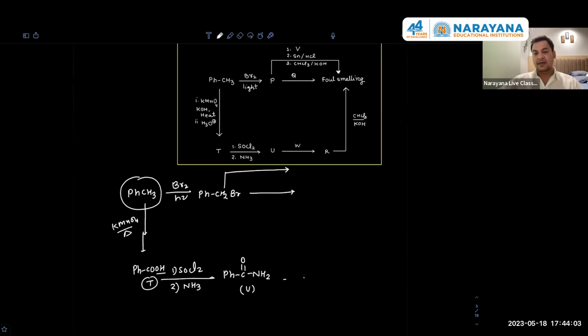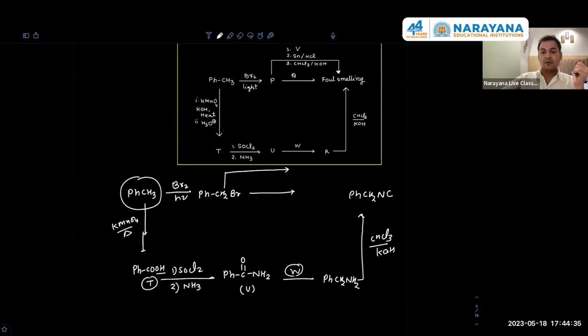The amide is U basically. And then some compound W, then R, and that R with chloroform and KOH, we are getting some foul smell, right? By seeing this foul smell, you immediately get the idea of the carbylamine reaction. So this should be a PhCH2NH2 type of amine compound, so that I may get PhCH2NC. Amine with the carbylamine reaction will convert into isocyanide. So that W should be LiAlH4, which can reduce amide to primary amine, right?